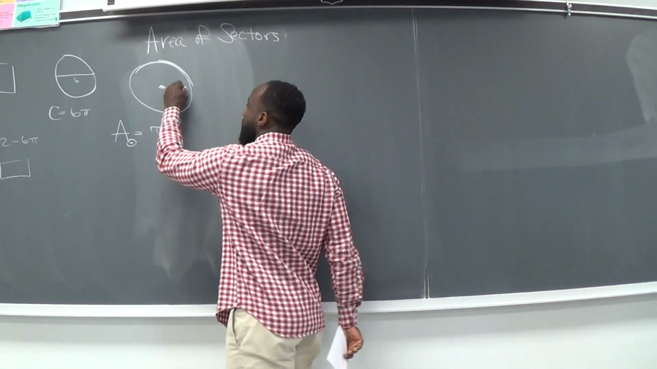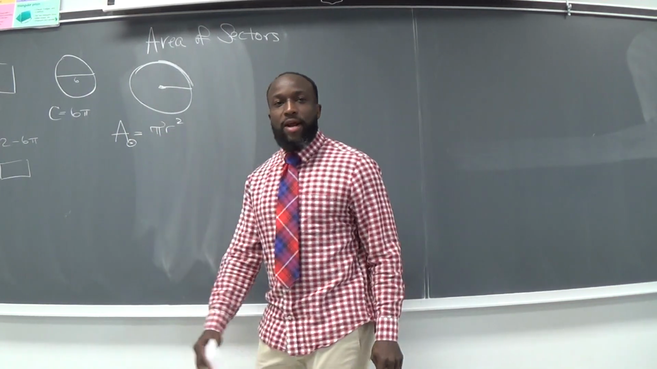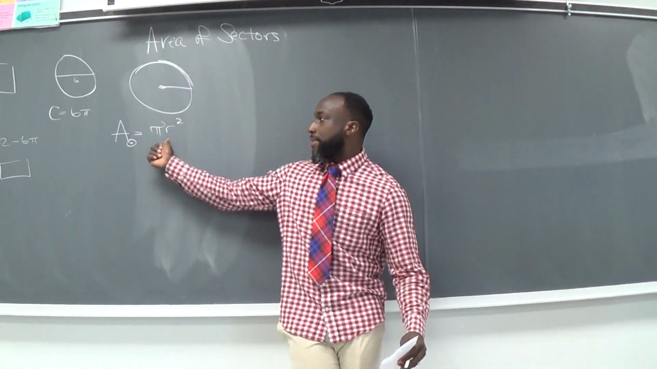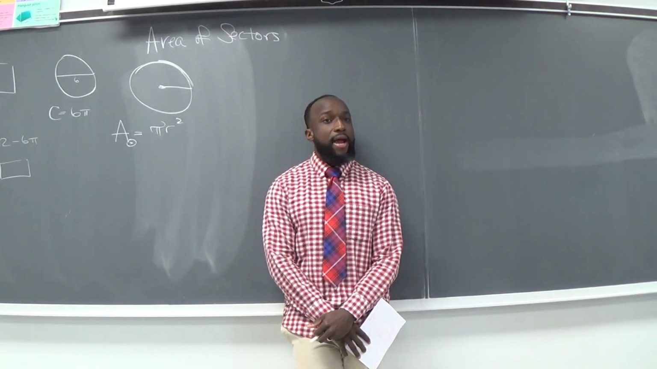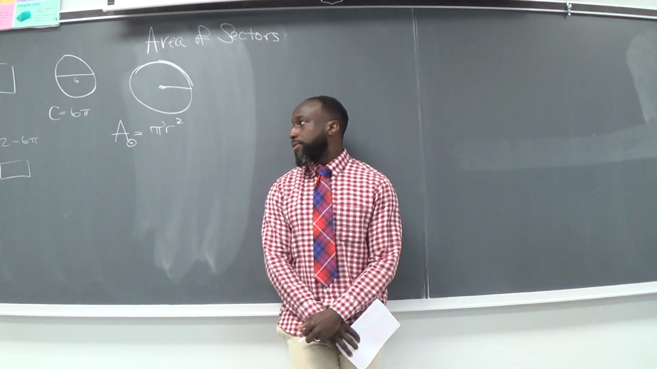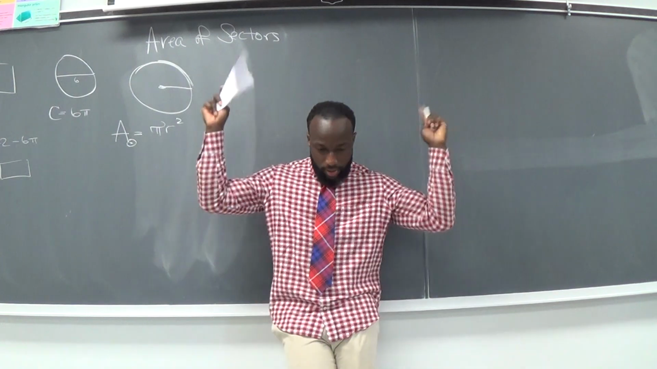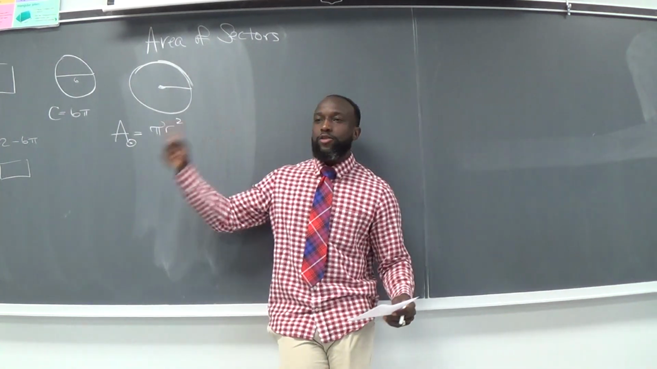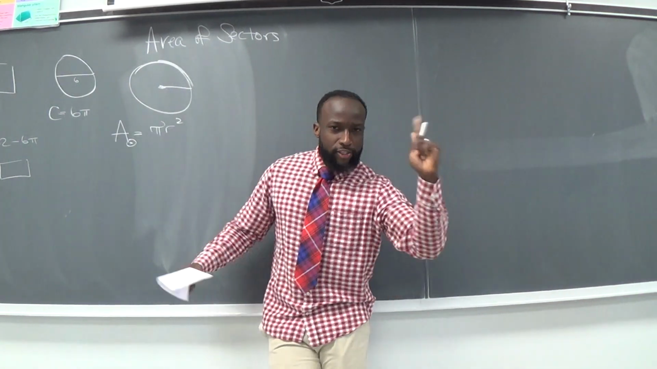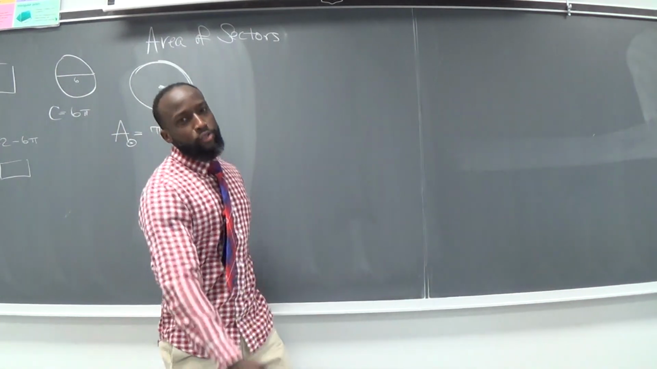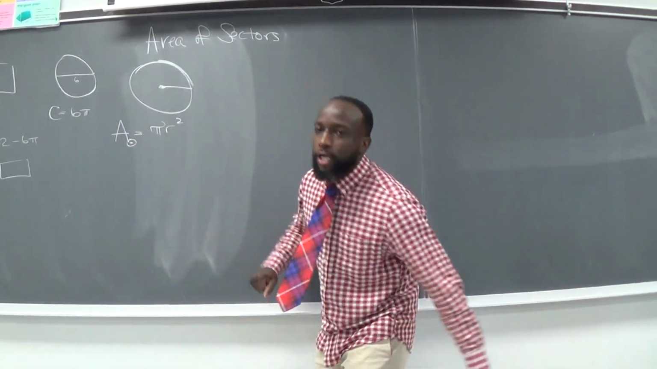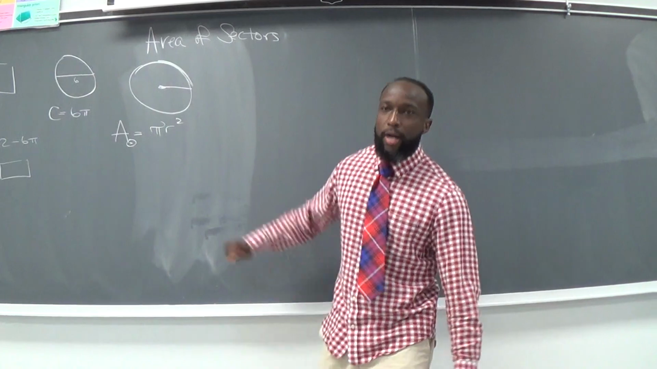Pi r squared, right? So if you have the radius, you square it and multiply it by pi, you have the area. So say it with me. The area of a circle, pi r squared. The area of a circle, pi r squared.